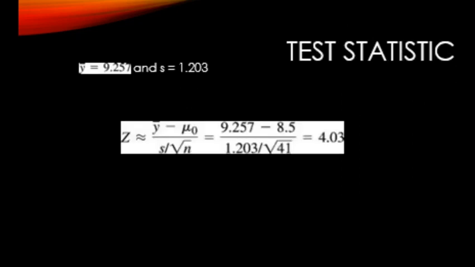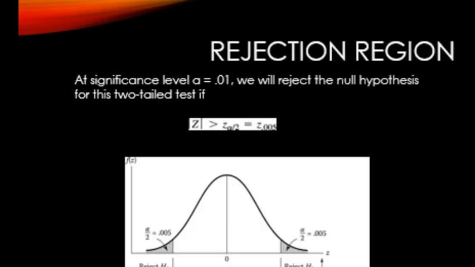Okay, so from the sample, we can figure out the mean of the sample, which is y bar, 9.257, and the standard deviation of that sample is 1.203. That means our test statistic is y bar minus mu 0 divided by s over square root of n. 8.5 is the number from the hypothesis. This is the sample mean, standard deviation, and 41 is n. So 4.03 is the test statistic value.